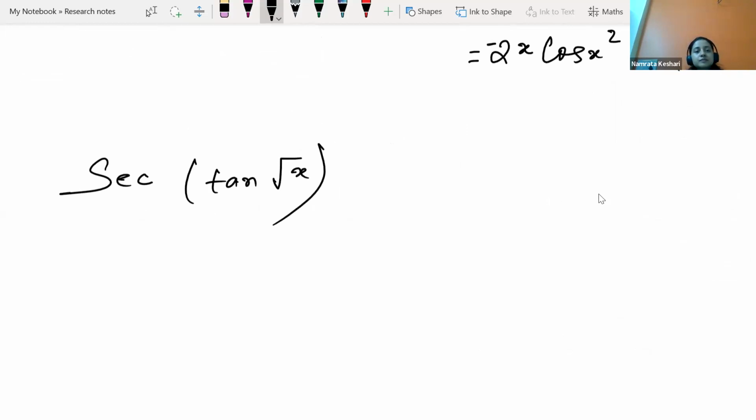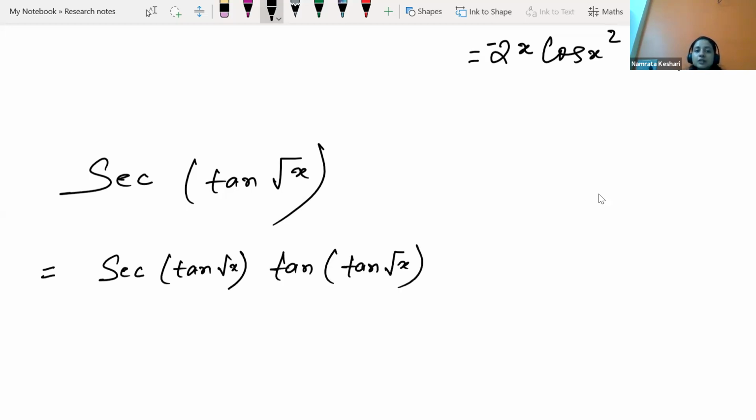The derivative of secant is secant tan x. Even if it looked weird for the first time, what exactly are we doing? We will be doing it like this: sec x tan x, because that is how the question is given. Now we will be finding the derivative of this inner function. What will be the derivative of tan root x? Sec squared root x.